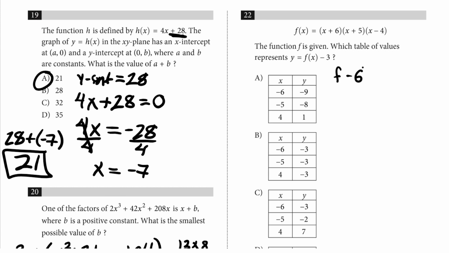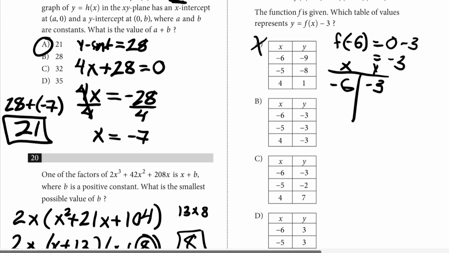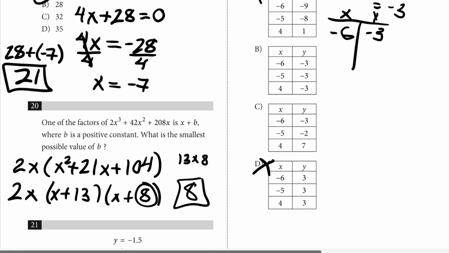So f of negative 6, if we plug in negative 6 to this first one, we're going to get 0. And if we subtract 3 from 0, that will give us negative 3. So that ordered pair should be negative 6 and negative 3 for the xy table. So we know it can't be A, might be B, might be C, can't be D.